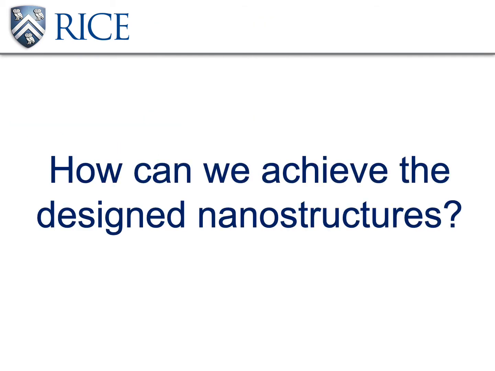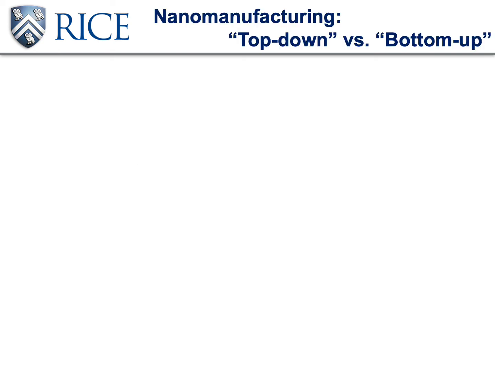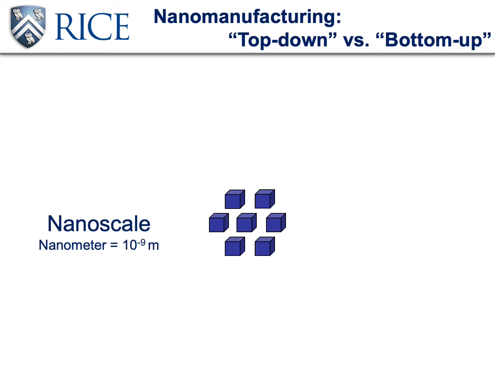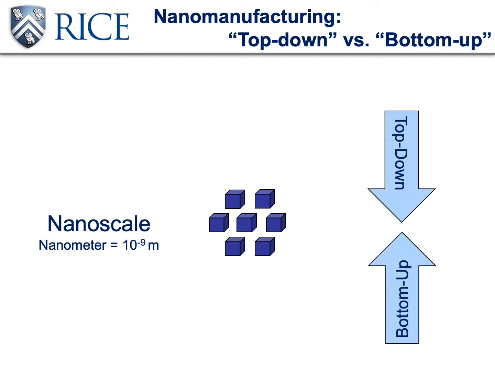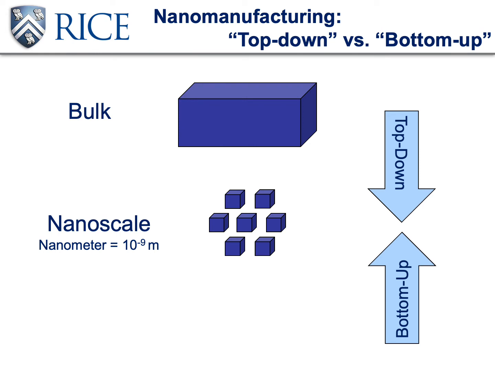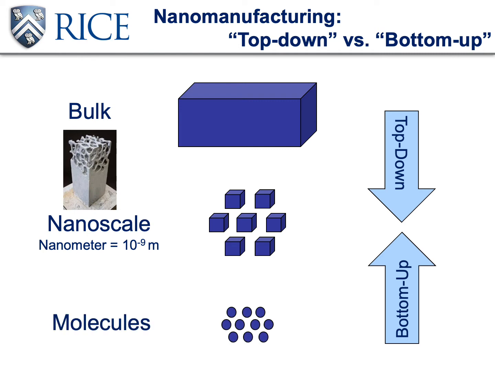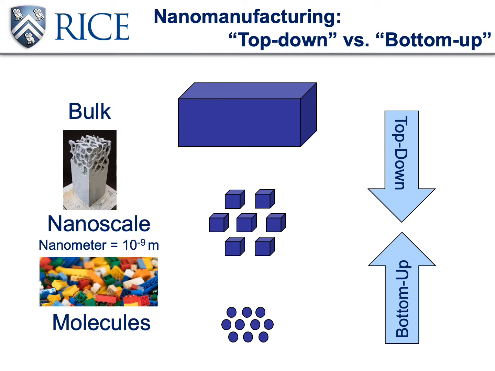So how can we achieve the designed nanostructures? Nanostructures can be formed via two main methods: top-down and bottom-up. Top-down approaches involve selectively removing material from the bulk mechanically or by exposure to light, electron beams, or X-rays. You can think of it like a sculptor chipping pieces off a block of stone to form a statue. Bottom-up approaches involve spontaneous or directed assembly of molecules into larger structures, like building with Legos.